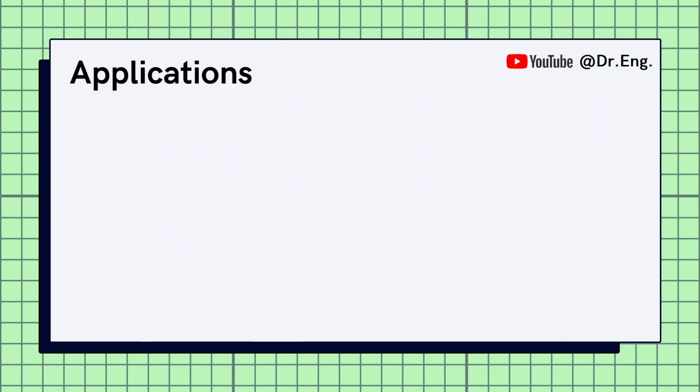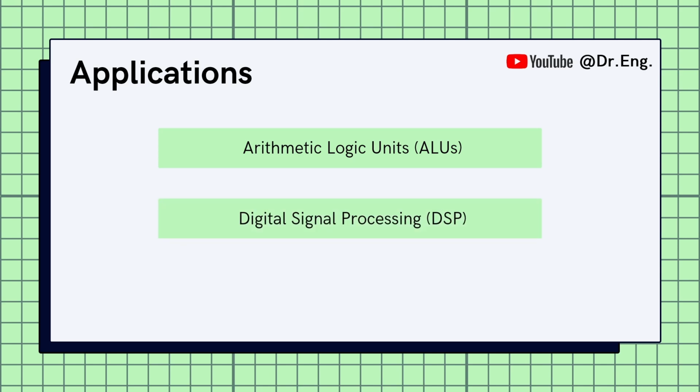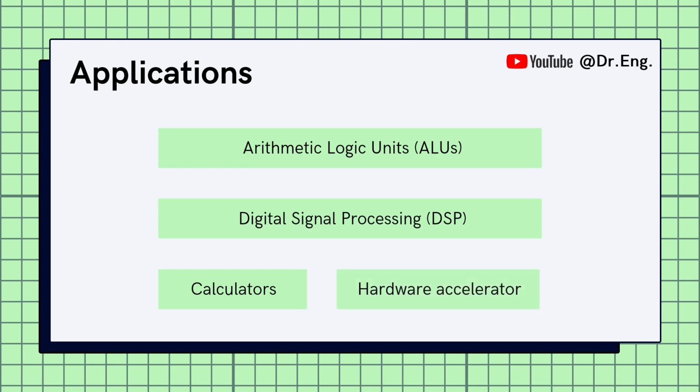They're a fundamental component in many digital systems, especially in arithmetic logic units, ALUs, inside CPUs, where fast addition of binary numbers is crucial. You'll also find them in digital signal processing, DSP, applications, calculators, and even hardware accelerators, where performance and efficiency are key. Though ripple carry adders are relatively simple, they form the building blocks for more advanced arithmetic circuits, making them essential for anyone learning about digital design.